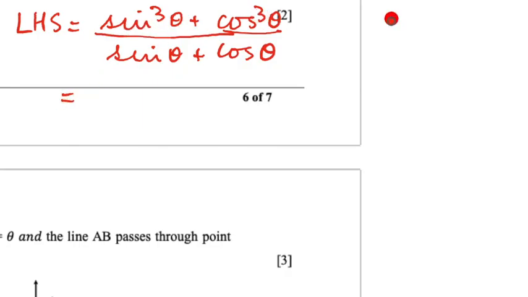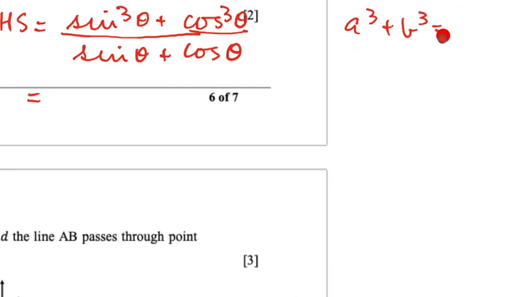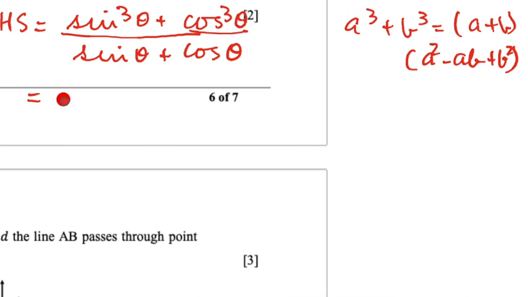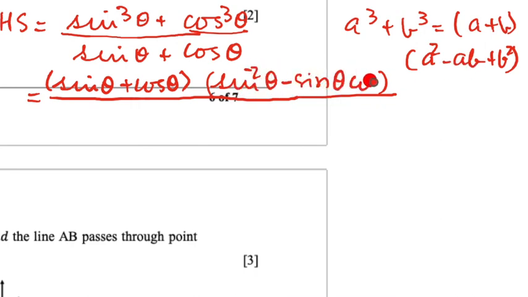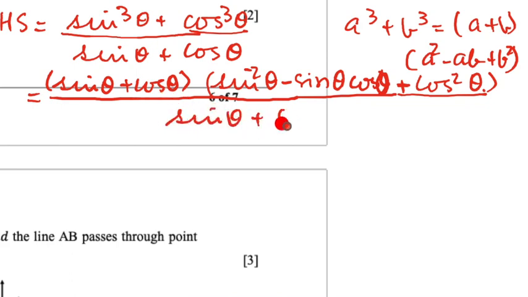Now this looks like your A cube plus B cube. What is A cube plus B cube? Isn't it A plus B into A square minus AB plus B square? So we are going to use that formula to write the two factors in the numerator. Sine theta becomes your A, cos theta becomes your B. So your A square becomes sine square theta, minus sine theta cos theta, plus cos square theta, and that upon sin theta plus cos theta.